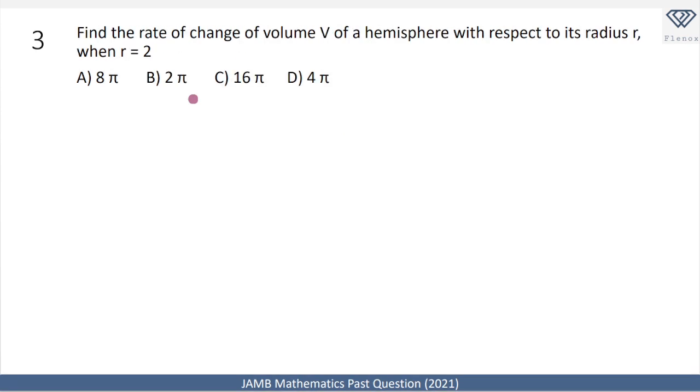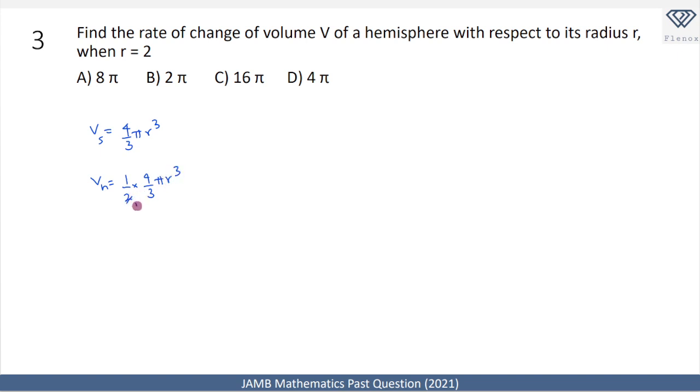And we're told to find the rate of change of volume of a hemisphere with respect to its radius r when r is 2. Now, what is the formula for the volume of a hemisphere? If you recall, a hemisphere just means half of a sphere. Now, if you recall the formula of a sphere, the volume of a sphere rather, is given as 4/3 pi r cube. So the volume of a hemisphere, let me just represent it as V of h, will just be half of this, which will just be half times 4/3 pi r cube.